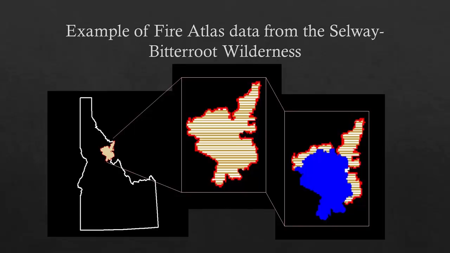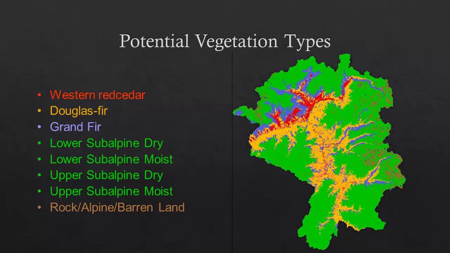In the lab, you'll be performing a few different types of overlay analysis for the Selway Bitterroot Wilderness area in Idaho. This map displays the potential vegetation types in the Selway Bitterroot Wilderness. What is a potential vegetation type? A potential vegetation type is a habitat type, i.e., it represents the climax vegetation in an area. The climax vegetation is what would be present on the site if there were no disturbance.